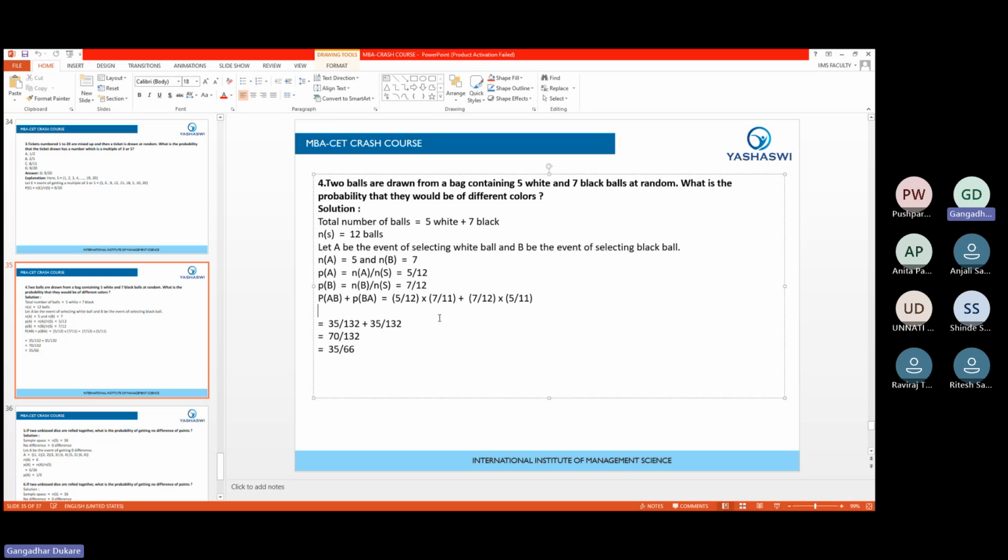We need to go with this calculation. What is the probability that they would be of different colors? In that case, we add both of these, that is probability of AB plus probability of BA, that is 5 by 12 into 7 by 11 plus 7 by 12 into 5 by 11. Then you need to calculate the value related to 7 by 11 and 5 by 11.